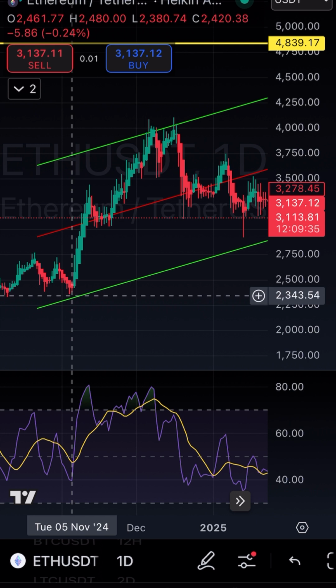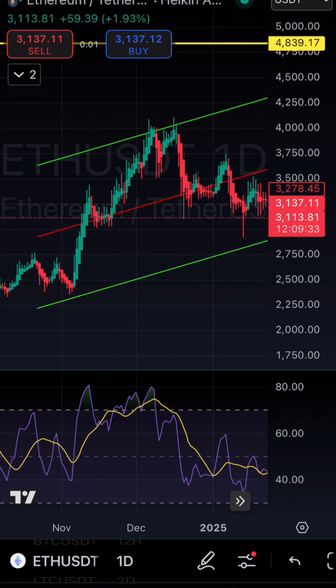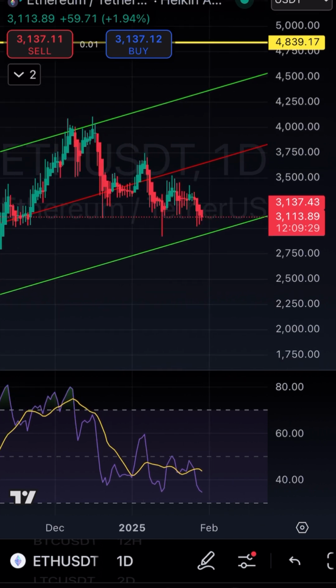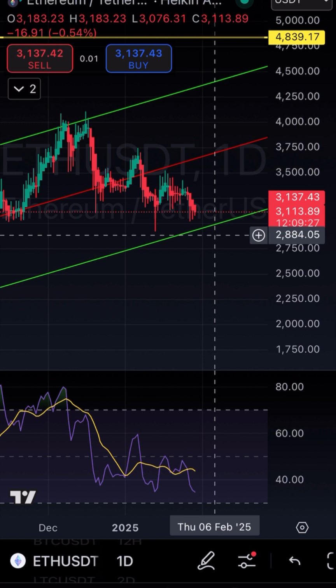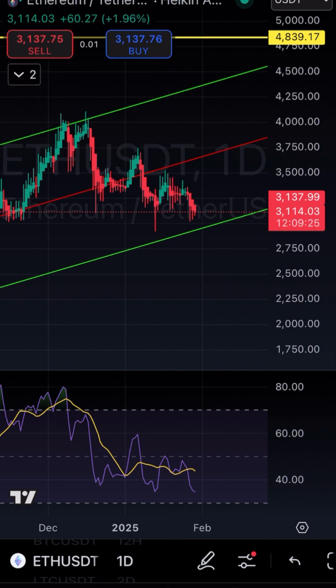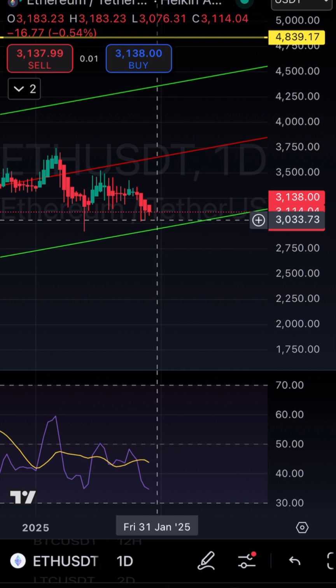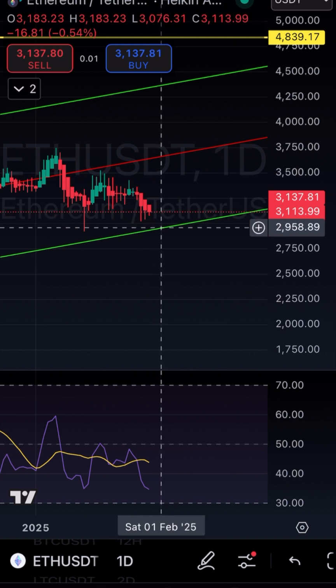The best moment to have gotten in for a long would have been about $2,343. It has been going up, and most likely it's going to start bouncing. And we see Ethereum is getting close to that trend line.